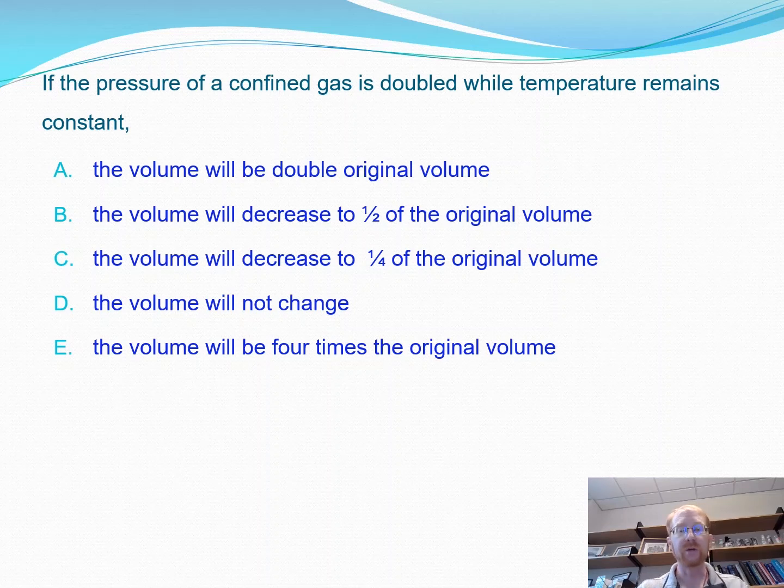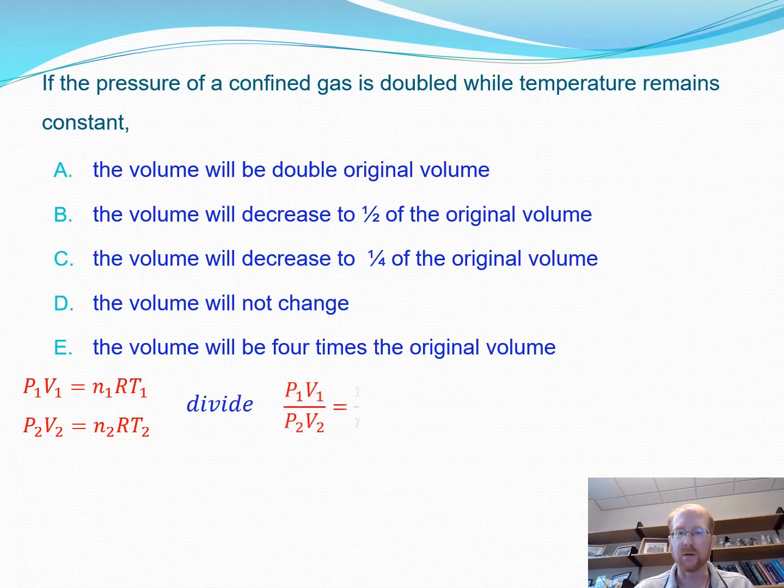Okay, so we can do this utilizing 2 different versions of our ideal gas law, one at the first pressure, one at the second pressure. So I just write my ideal gas law in terms of P1V1 equals N1RT1, and then P2V2 equals N2RT2. So we've got 2 different versions depending on which pressure, our initial pressure or our second pressure. So we can divide one into the other so we can compare them.